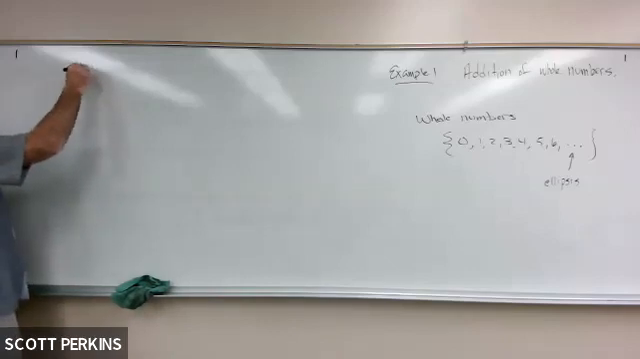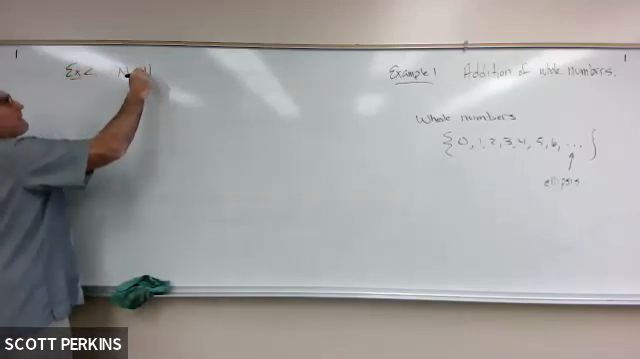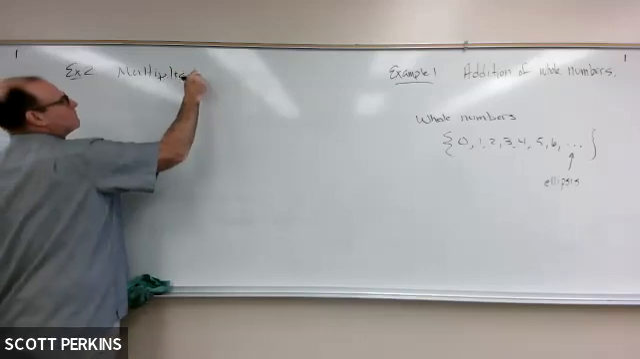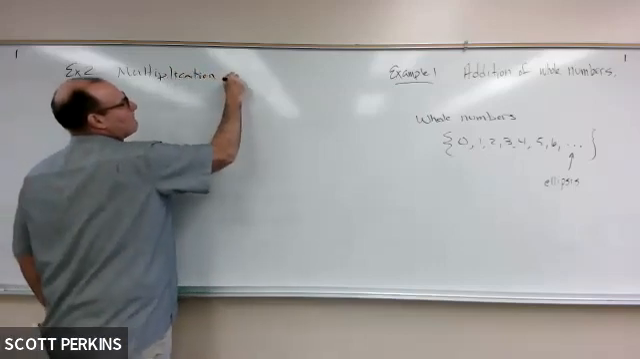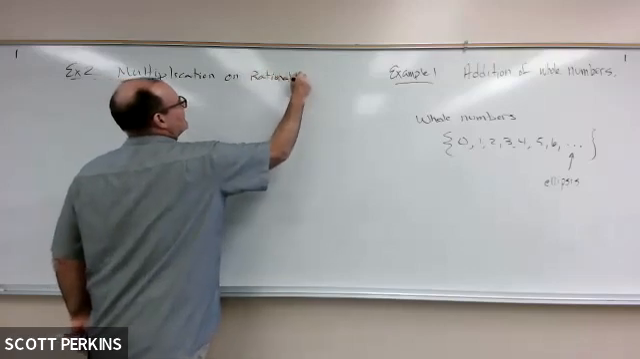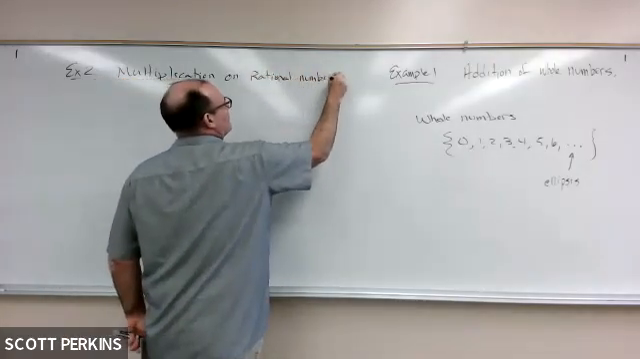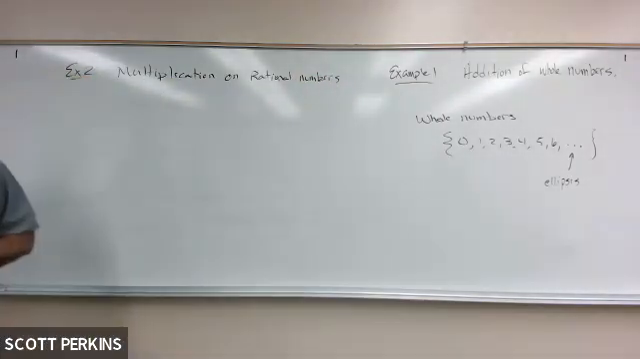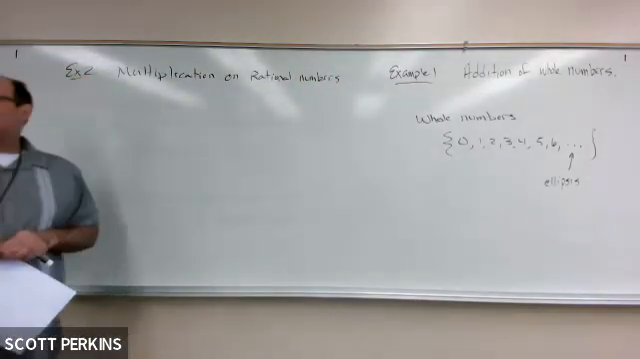So example 2 is multiplication. Now the rational numbers are a little more difficult to write as a set because you can't particularly list them.